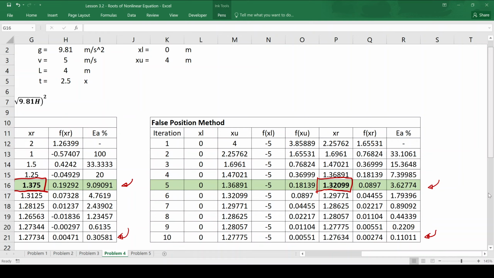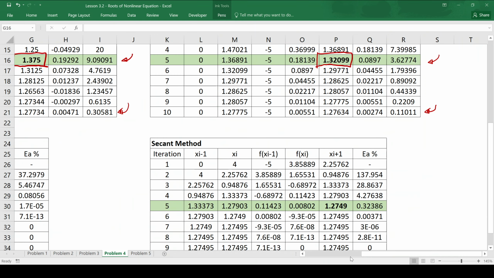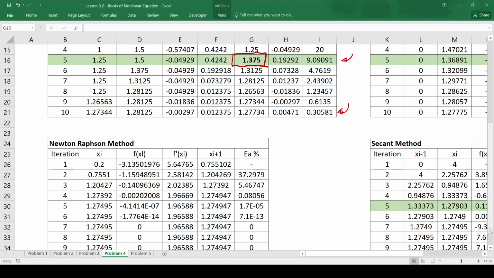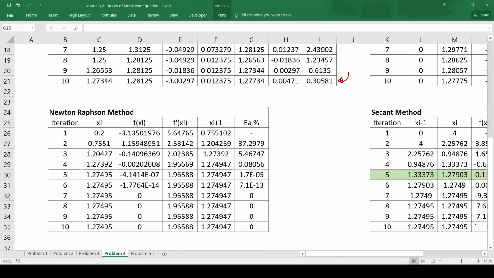Now let's go to the Newton-Raphson. For the Newton-Raphson, we can see stable iterations or convergence. At the fifth iteration, at 1.96588 meters, our error is too small, and starting at the fifth iteration, it was already stable, and it has already converged at 1.966 meters.